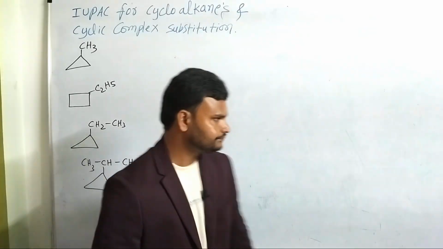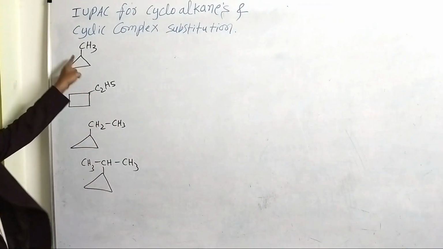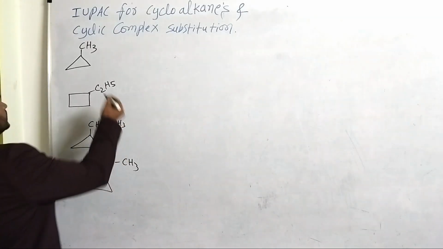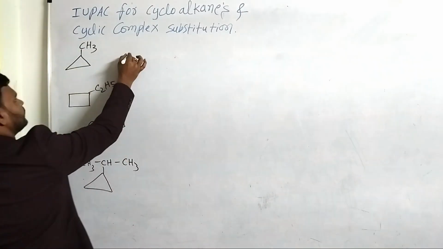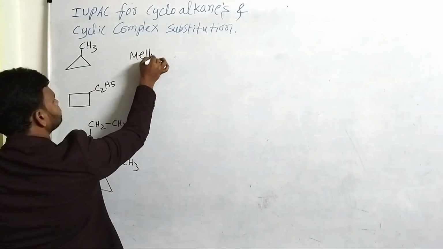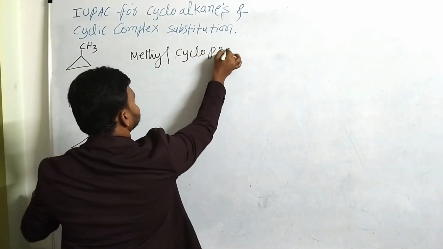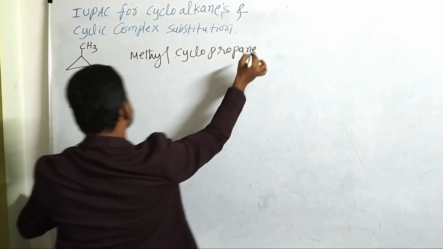Cycloheptane. So the ring acts as a substituent if the side chain or straight chain contains more carbons than the ring. Clear? Yeah. Here there are 3 carbons in the ring, and this one contains only 1 carbon. That's the reason this one acts as a substituent. First you have to write methyl. Next cyclopropane.